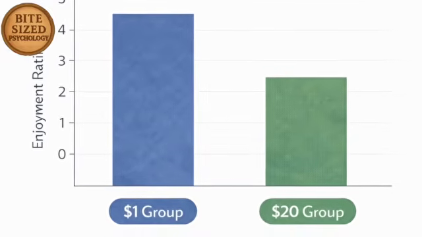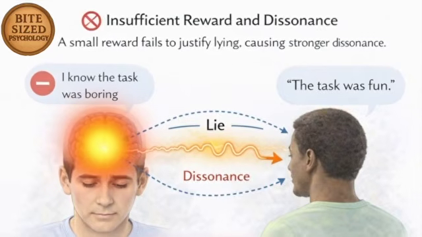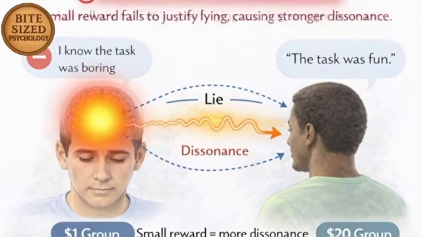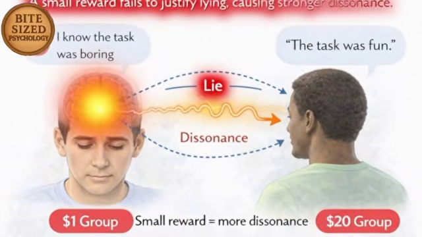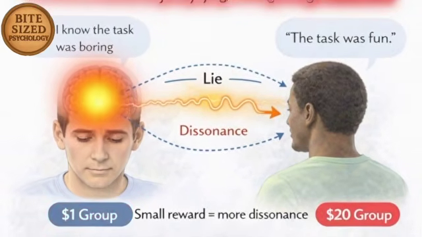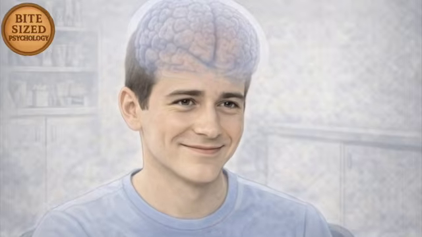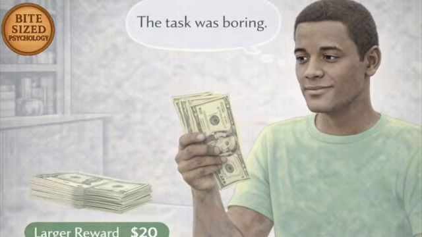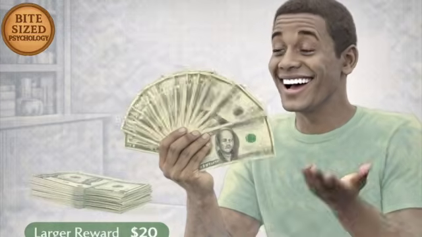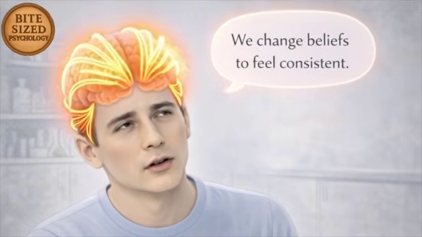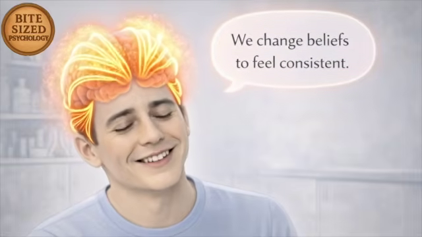Why? Festinger explained that the $1 group experienced more cognitive dissonance. They had lied, but the reward wasn't big enough to justify it. To reduce the uncomfortable feeling, they changed their belief, convincing themselves the task wasn't actually that bad. The $20 group had an easy excuse: "I did it for the money," so they felt less dissonance. This study showed that people don't always change behavior first. Sometimes they change their beliefs to feel better.